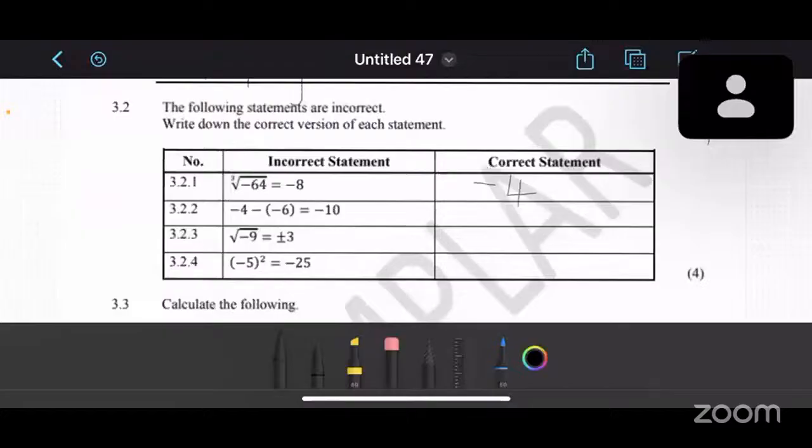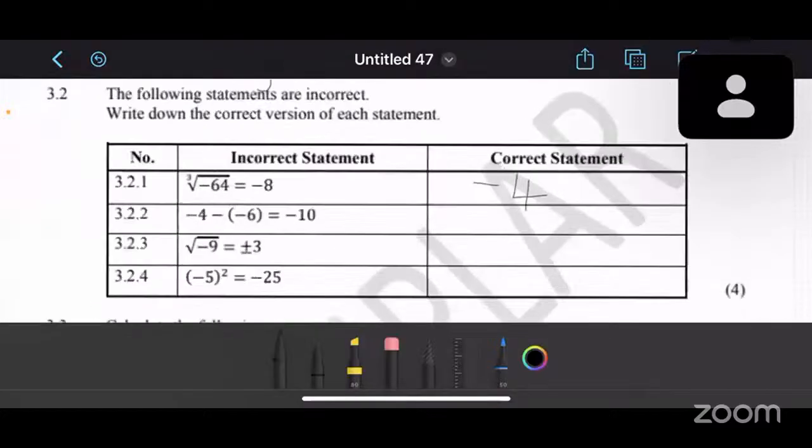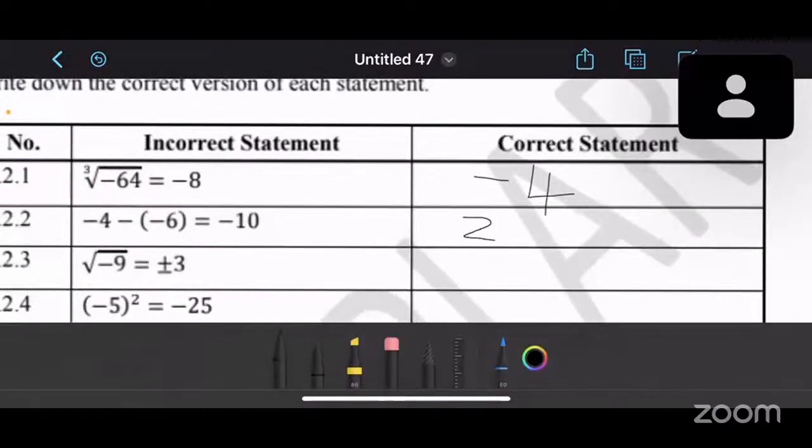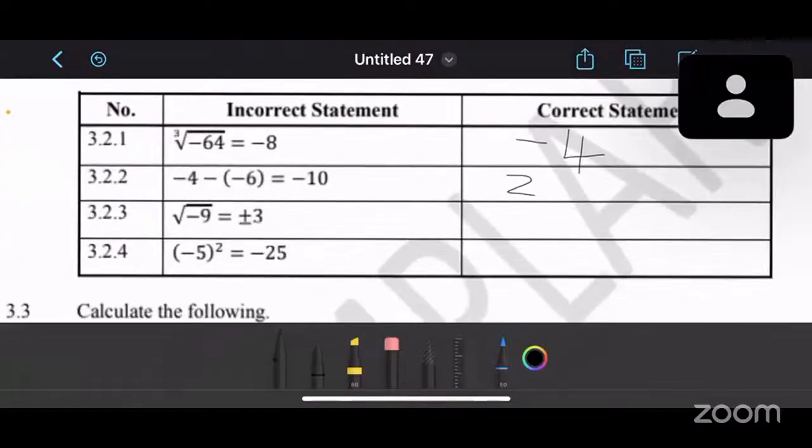Now let's move to the next one. 3.2.2 says negative 4 minus in brackets negative 6 is equal to negative 10. How much is this one, Grace? 2. Plus 2, right? So it's 2. And then let's go to 3.2.3, which says square root of negative 9. What is the square root of negative 9?